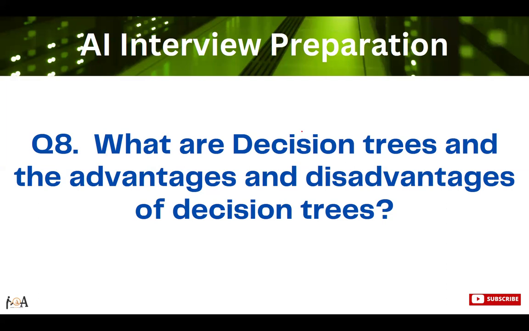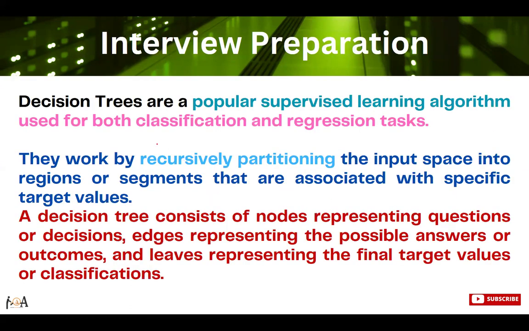And in this session, we are going to discuss question number 8 in the series of top 10 AI interview preparation questions. So here the question is, what are decision trees and the advantages and disadvantages of decision trees? So let's begin how to answer it. Basically, decision trees are a very popular supervised learning algorithm. It is used both for classification purposes and regression purposes.